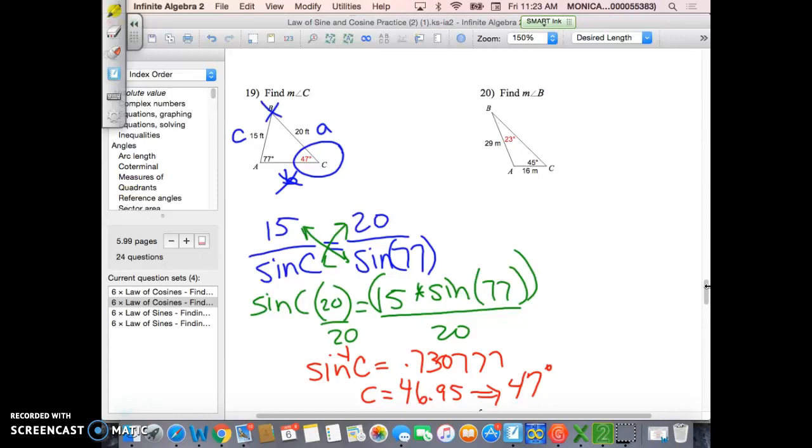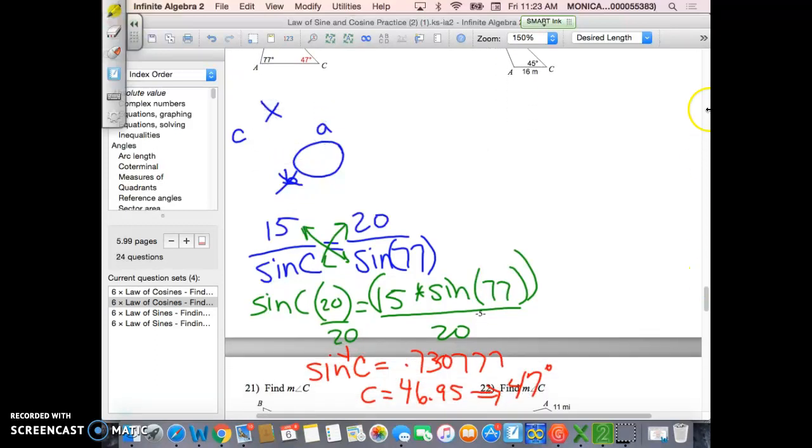Okay, so you are responsible to finish the rest of this packet. And again, if you're having a hard time plugging these numbers in your calculator or you're not getting the answers that you should, make sure you ask for help.